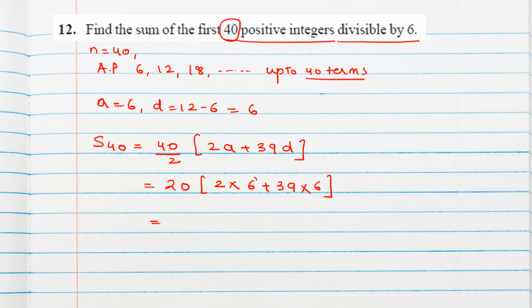So what we can do, 6 we can take out, 20 into 6, then 2 plus 39 will remain. This will be 120 and this will be 41. We can multiply this to get the answer. So the answer will be 4920.